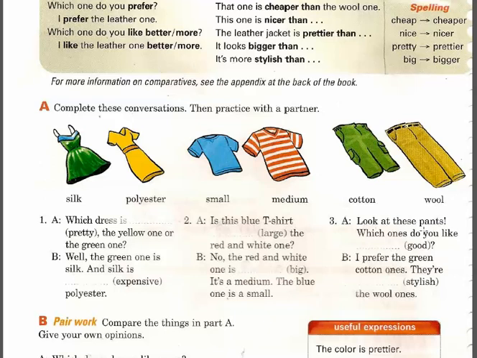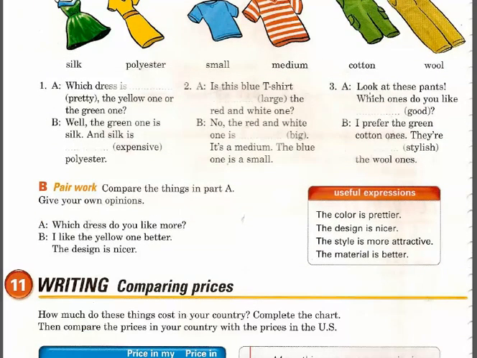Here, look at these pants. Which ones do you like better? The comparative of good between two things will be better. I prefer the green cotton ones. They're more stylish than the wool ones. Again, I prefer the green cotton ones. They are more stylish than the wool ones.